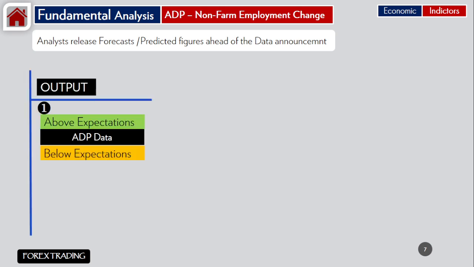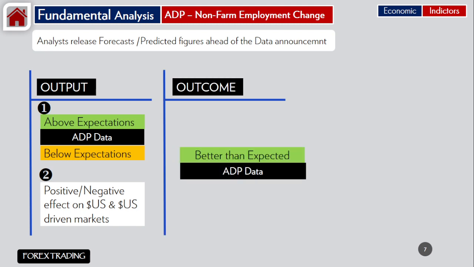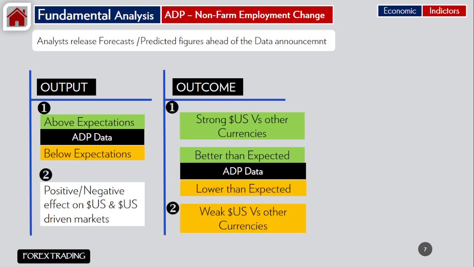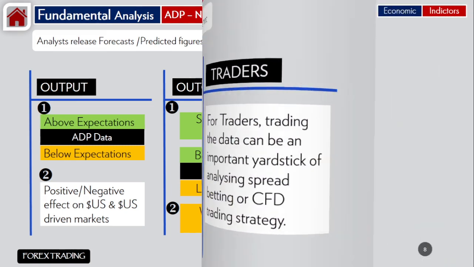Okay, so what happens when the data is out? What could be the possible outcome, above expectations or below expectations? It could have a positive or negative effect on the US dollar and US dollar driven markets. If it's better than expected, it will be a strong US dollar versus other currencies. Lower than expected, a weak US dollar versus other currencies.